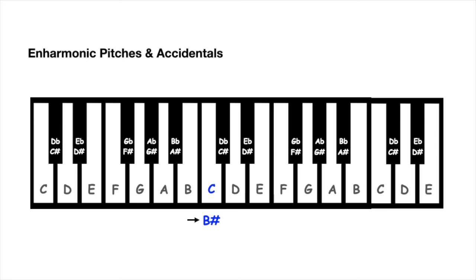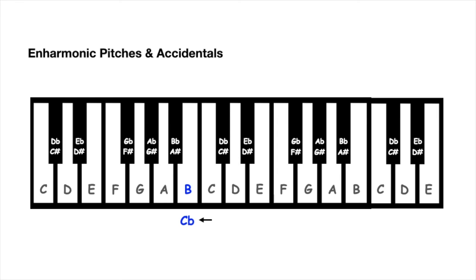Now, if you lower the F a half step or semitone to the nearest key on the keyboard, you will get F flat, which is enharmonic with E. Similarly, if you lower the C a half step or semitone to the nearest key on the keyboard, you will get C flat, which is enharmonic with B.